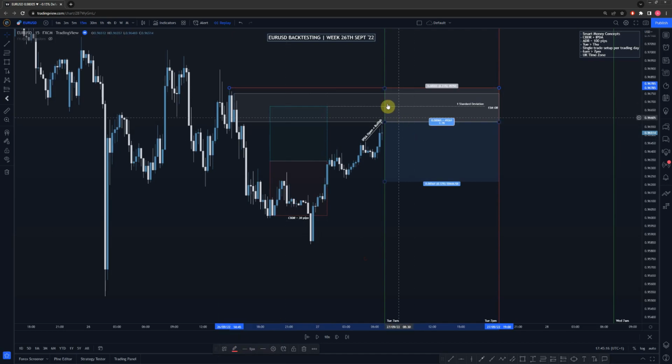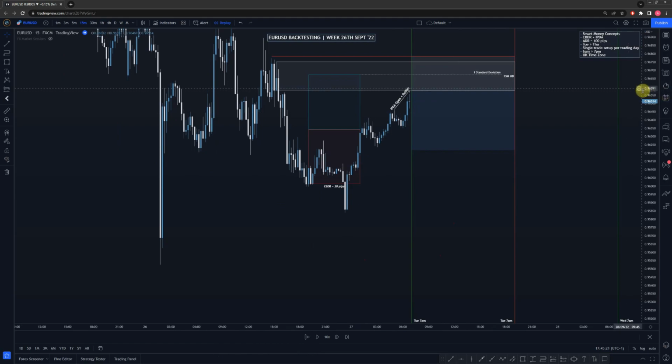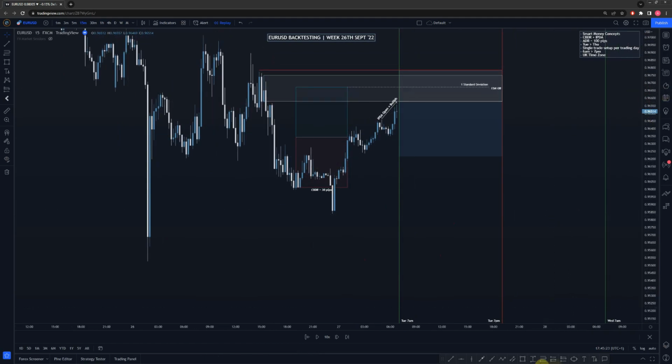So our SL just above here. And now let's project how much potential profit we could have. The way I like to do that is I take my CBDR range along with the 1 standard deviation and get that total range, and then just project that one down as the target for the market algorithm to push price towards.